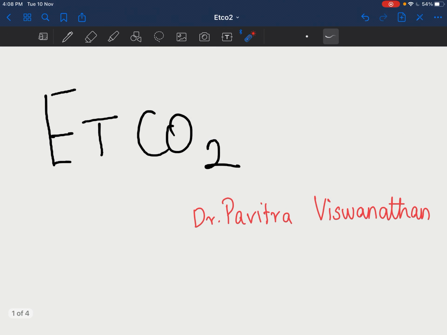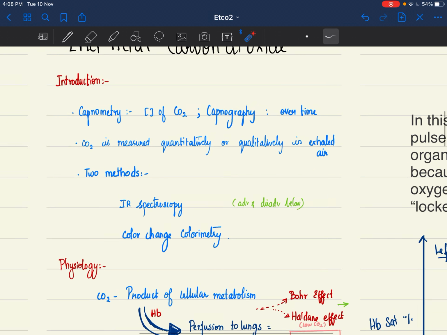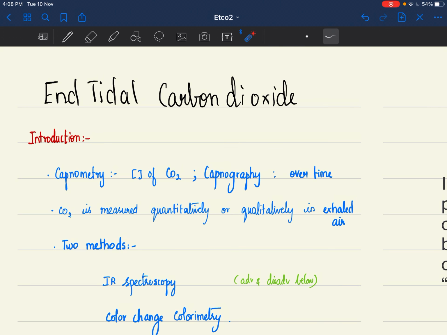Pavitra and today's topic of discussion is going to be end-tidal carbon dioxide, capnometry, capnography, whichever way you want to look at it. So this is in continuation with our ventilation series.